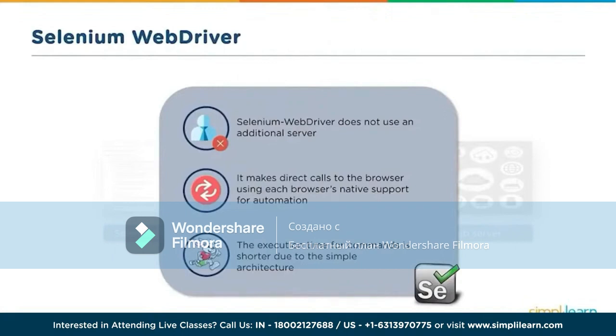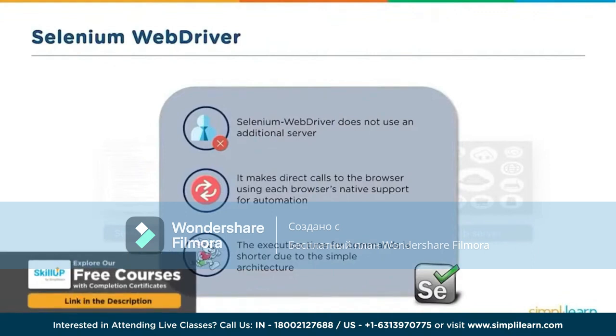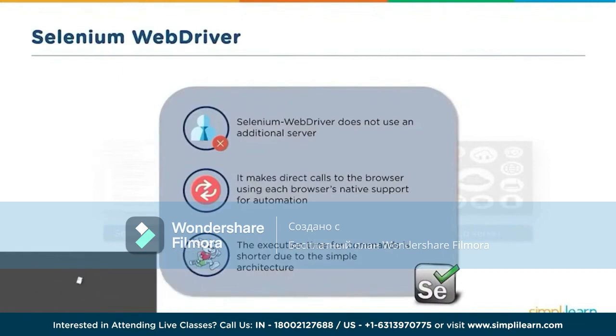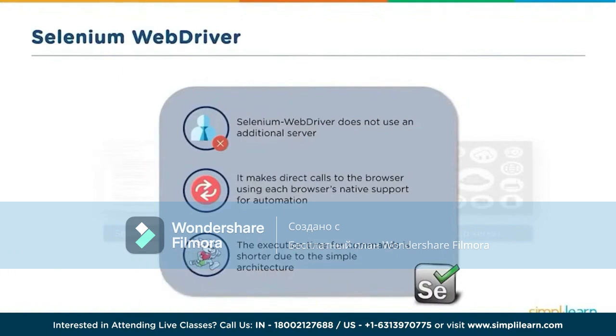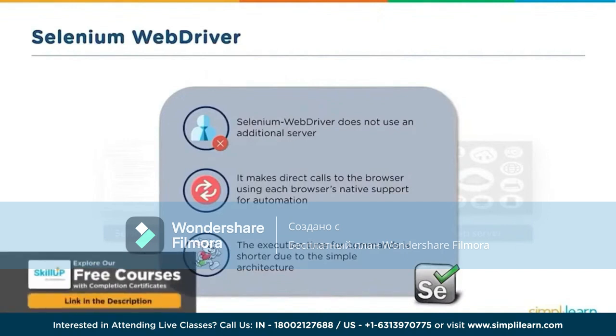Now, due to this direct communication, the trips we saw from the RC server to the browser and from the browser back to the RC server and to the test scripts, which was an indirect communication, are avoided. So the speed of test execution is much faster than in RC. And the overall architecture of WebDriver is much, much simpler than what RC provides. So this was the major drawback of RC, and this is where WebDriver replaced RC.